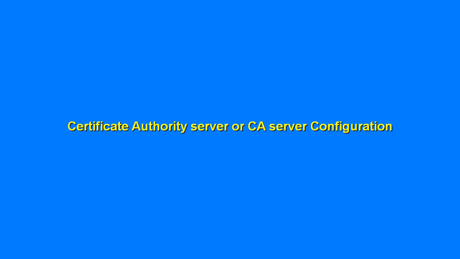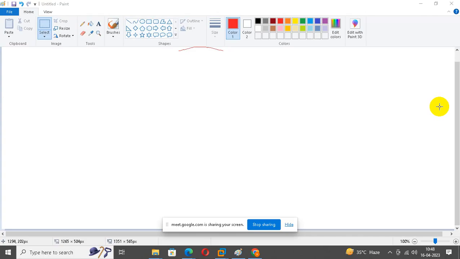In full form we call them certificate authority server or CA server configuration. So basically, in the last 2 weeks we have told you what a certificate is, why it is required, how you can add an external certificate, and how you can fulfill your internal certificate demand based on the Microsoft Active Directory Certificate Service role.